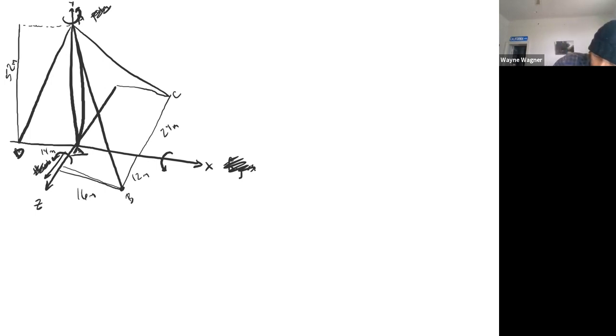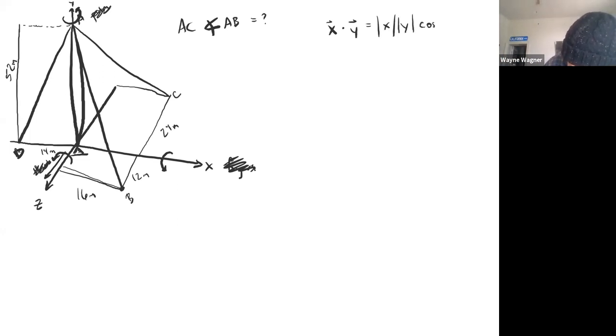Anyway, for this one, we want to know the angle between AB and AC. This is a dot product. The formula for the dot product, for any two vectors, say X dot Y, equals the magnitude of X times the magnitude of Y times the cosine of the angle between them. This is the easiest way to get an angle between two vectors. You could probably do a cross product here too, I just don't really want to do that.